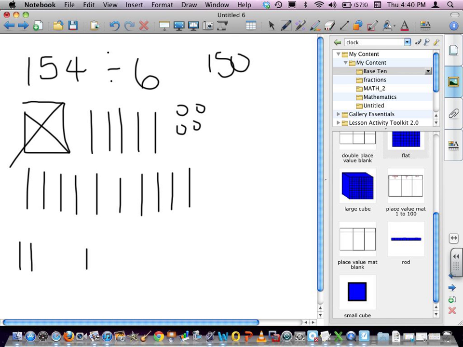So I'm going to pretend these are my little groups down here. Okay, so there's my 6 little groups. They have 20 in them so far. How many of these rods have I used? 12. So 120 of this has been fair shared. Right? Okay. I'm going to write this symbolically in a minute. Let's just do it first. Then I have 3 rods left to share, but I can't share them, so I have to break them into little cubes, right? So I would change it for how many little cubes? 30 of them.